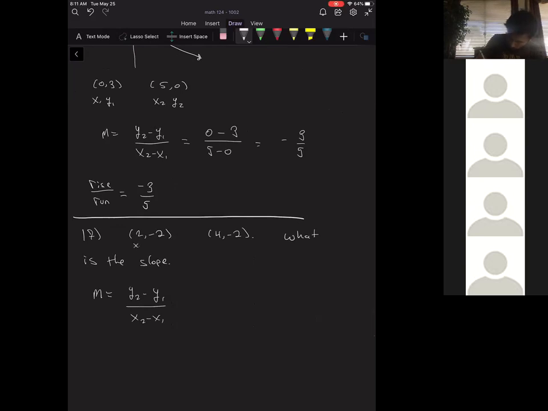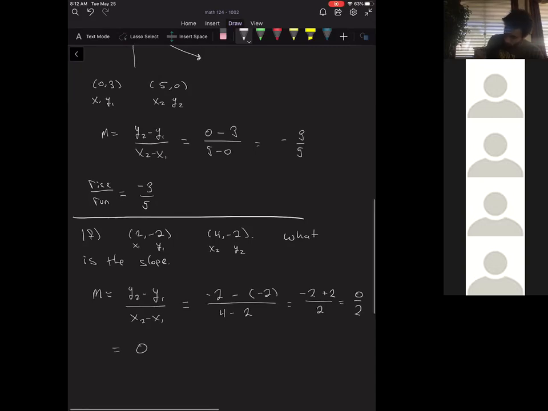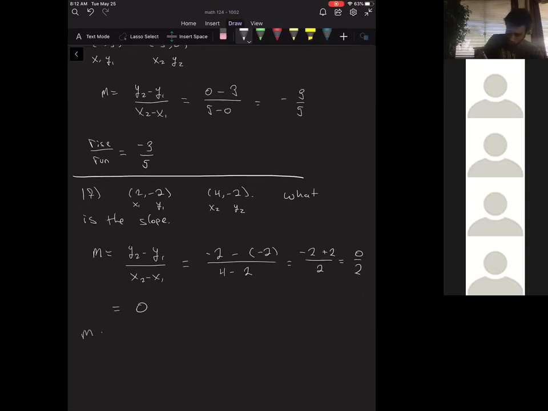So here's x1, we can call this one y1, and then this would be x2, y2. And then we just plug everything into this little equation right here. So y2, that's minus 2, minus y1, which is minus 2 as well. And then x2 is 4, x1 is 2. So we get minus 2 minus a negative 2, so that's minus 2 plus 2, divided by 2, which is going to be 0 over 2, which equals 0. So in this situation, our slope, so m, which is the slope, is equal to 0.